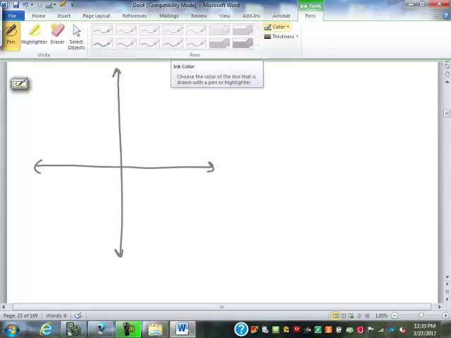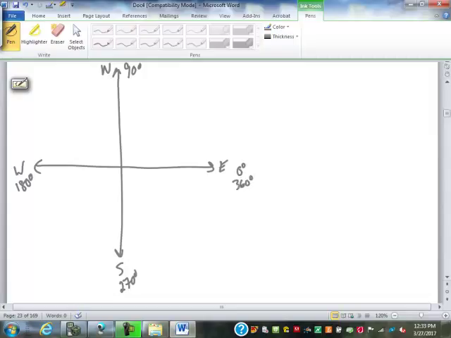It all goes off of back when navigation was a more common skill. This is your compass rose. This would be the east, north, west, and south. East was defined to be 0 degrees. North would be 90 degrees. They keep going around. So this is 180 degrees, 270 degrees, and then 360 is back at 0. So if you're asked to adjust your course or to set a course in a certain direction, that's how it was done.